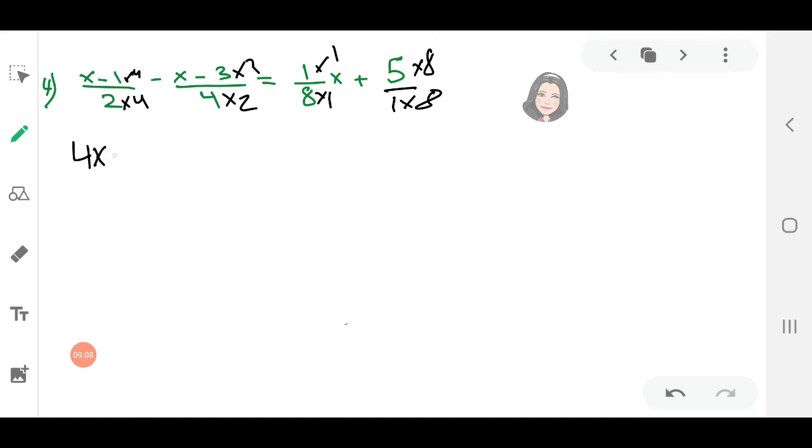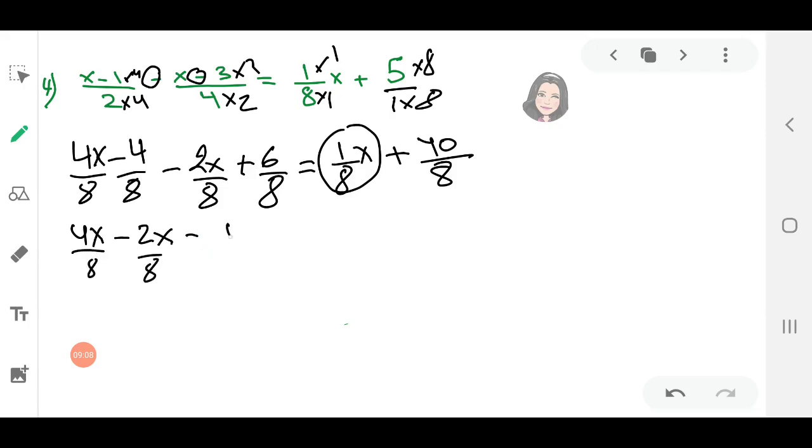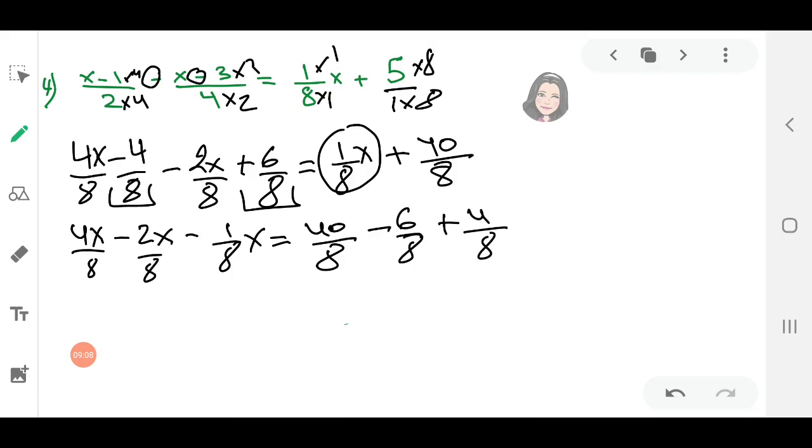So I have 4x minus a 4, of course, over 8, minus the 2x over 8, and then be careful, minus and minus, it's a plus, so it's plus 6 out of 8 equal 1 over 8x plus a 40 out of 8. Now put the x's together and the numbers together. So 4x minus 2x, move this one to the other side. It will be, of course, over 8, minus 1 over 8x equal 40 over 8. Move this 6 over 8, it will be minus 6 over 8. Then we move this minus 4 over 8, it will be plus 4 over 8.